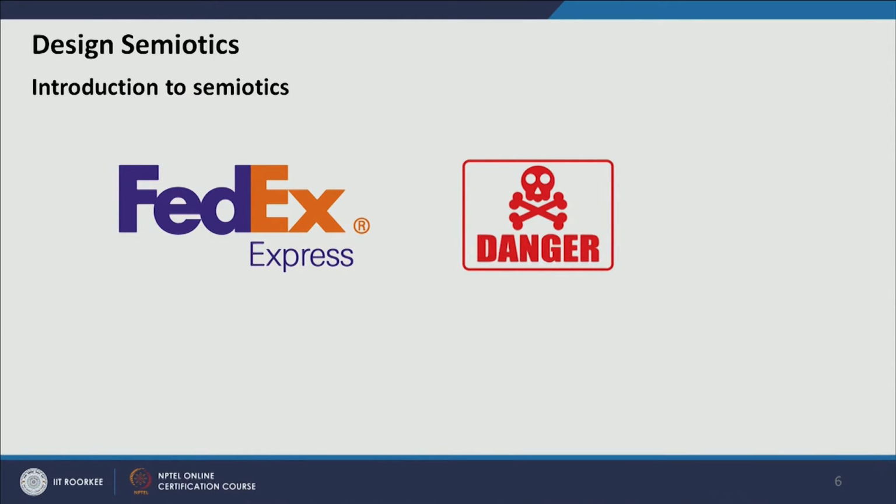And it can also be very universal. For example, the sign of danger. Generally we see that it's depicted with red, which is the color of danger, which is associated with the word danger, and even we see the skull and the bones, which also evokes a sensation of fear.